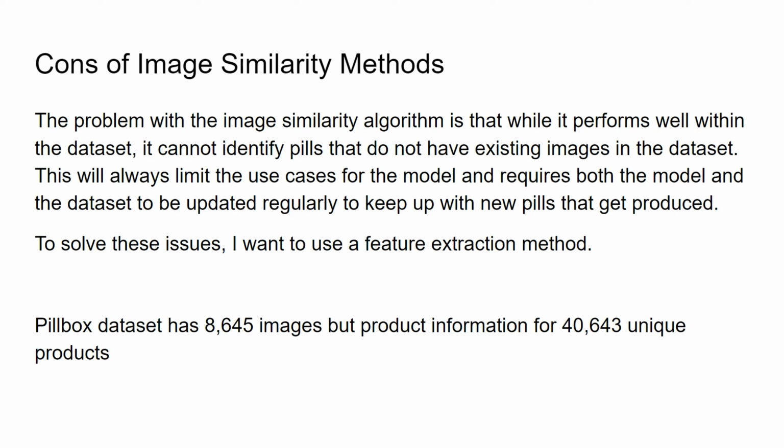The problem with the image similarity algorithm is that while it performs well within the data set, it can't identify any pills that don't have an existing reference image in the data set. And this will always limit the number of use cases for the model and require both the model and data set to be regularly updated to keep up with new pills that get produced. So to solve that issue, I want to use a feature extraction method.